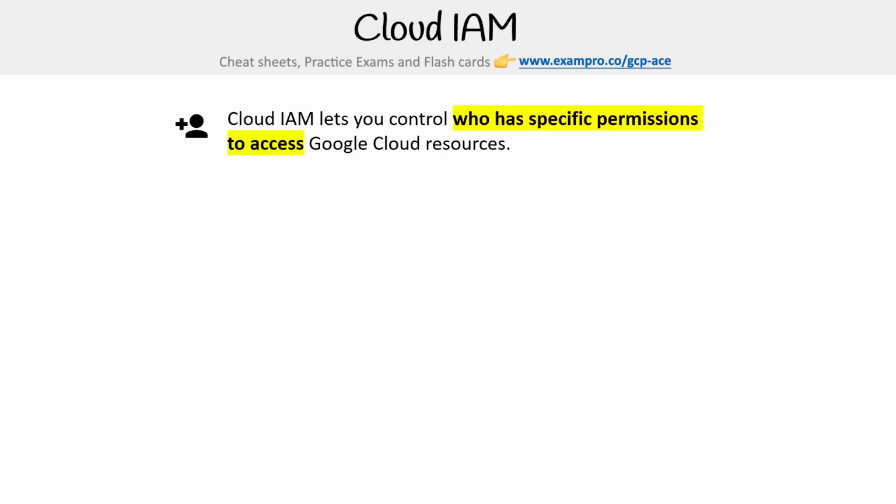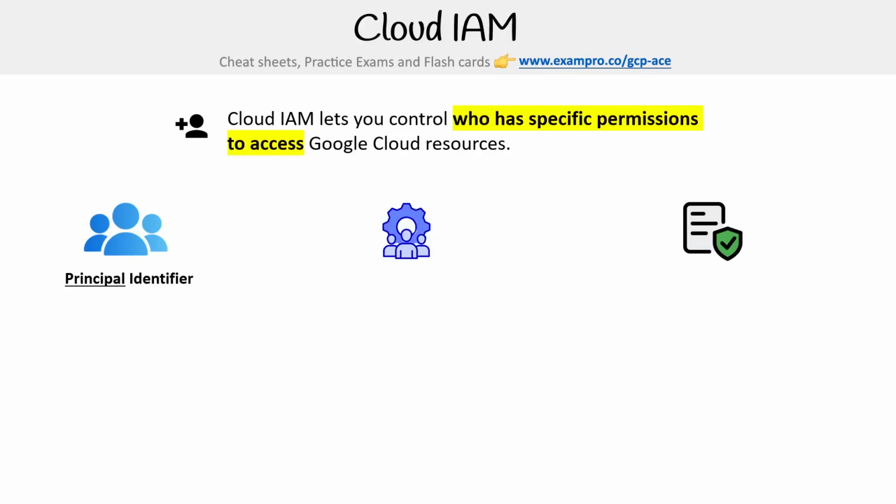Let's take a look at Cloud IAM. So this lets you control who has specific permissions to access Google Cloud resources. IAM standing for Identity Access Management. Every cloud provider has an IAM solution, but each one works slightly different. So let's talk about the three major components, and then we will go deeper in future videos.